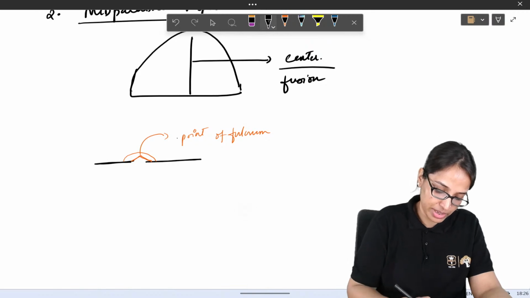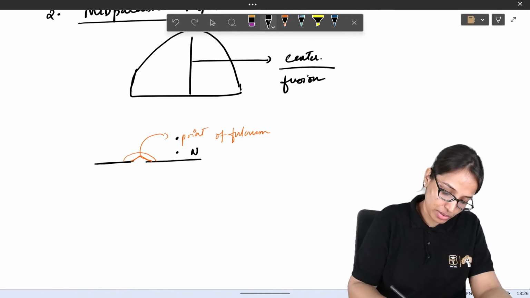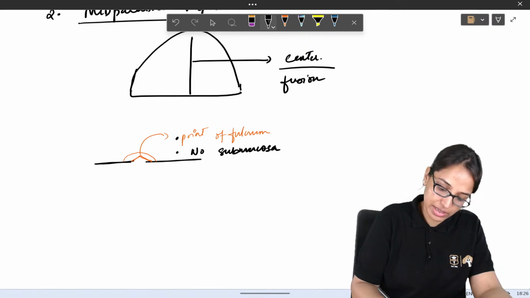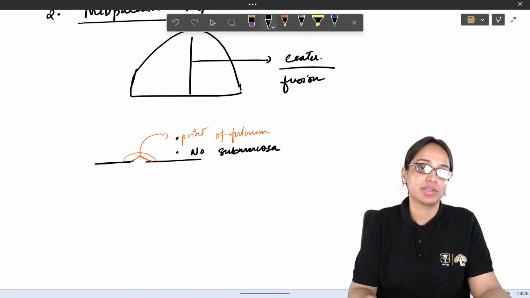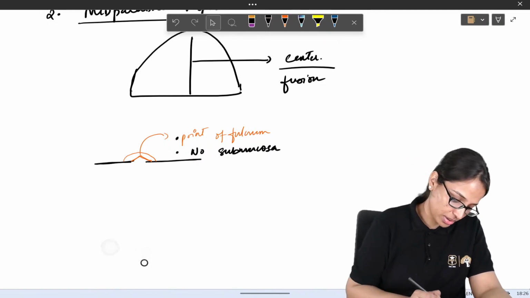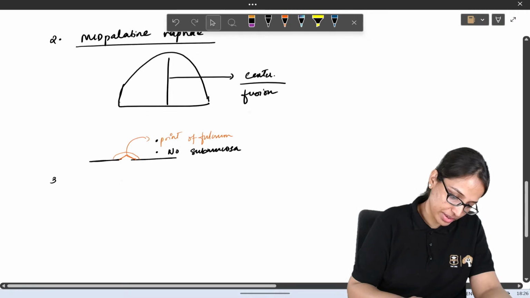Second, there is almost no submucosa. So if you apply even the slightest bit of pressure, it can cause irritation and inflammation. That is the reason we need to block our mid-palatine raphe, right?